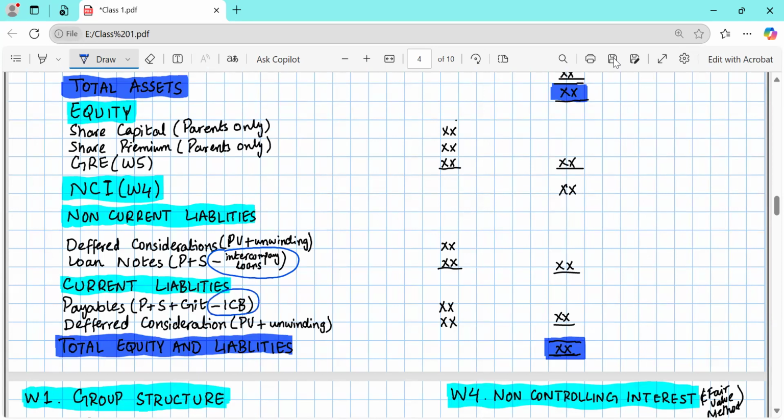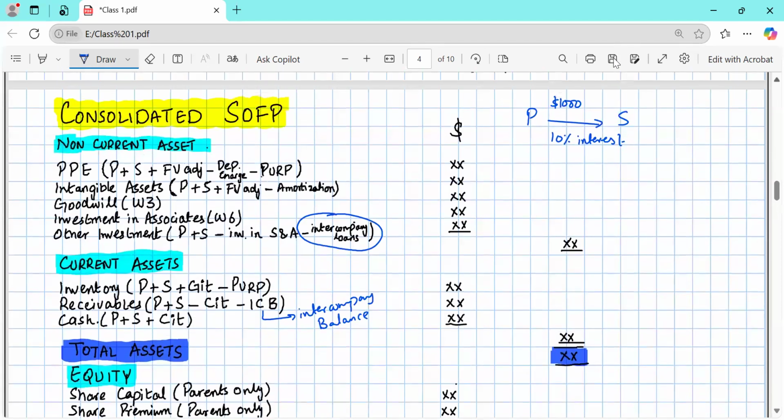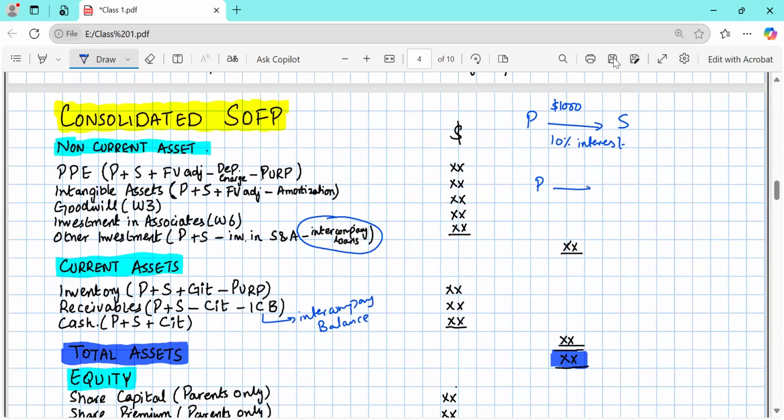Look, let's say, for example, the parent company has sent goods to the subsidiary company, and the goods are worth, let's say, $200. So it means that the parent would have recorded a receivable of 200, that I need to get 200 from the subsidiary, and the subsidiary would have recorded a payable of 200, right? That I need to pay 200 to the parent company. Clear?